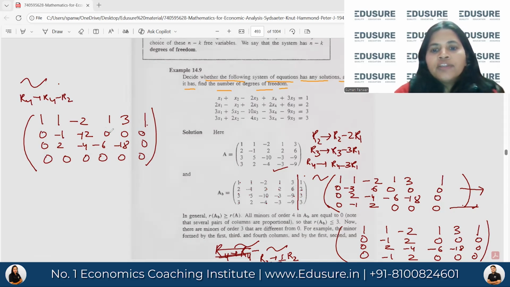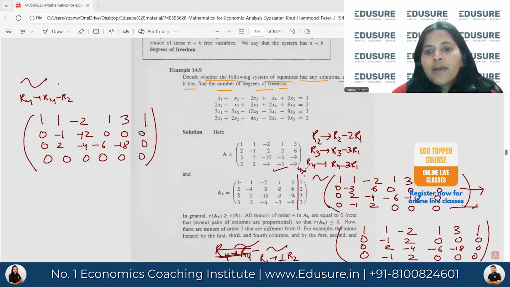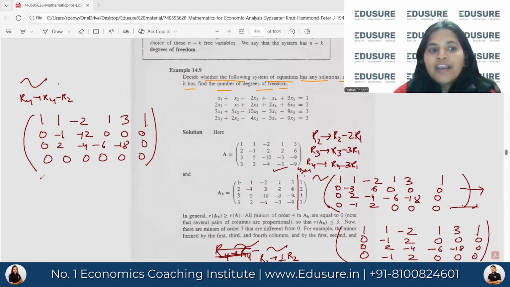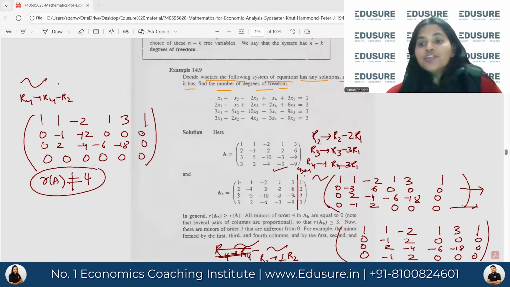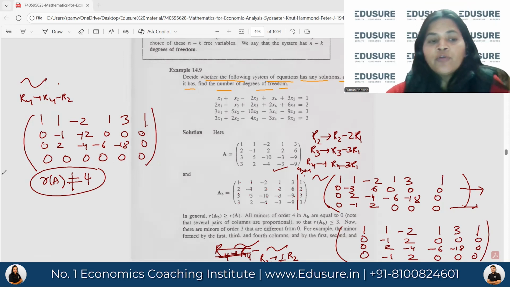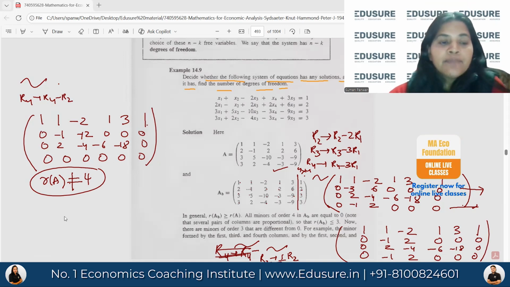Okay. So what kind of system was it? The matrix was a 4 by 4 matrix. So now one of the rows has become 0. So the rank of the matrix A cannot be equal to 4. Of course, the rank is less than or equal to 3. So the system will have a solution if and only if the rank of the augmented matrix and the rank of the original matrix are the same.